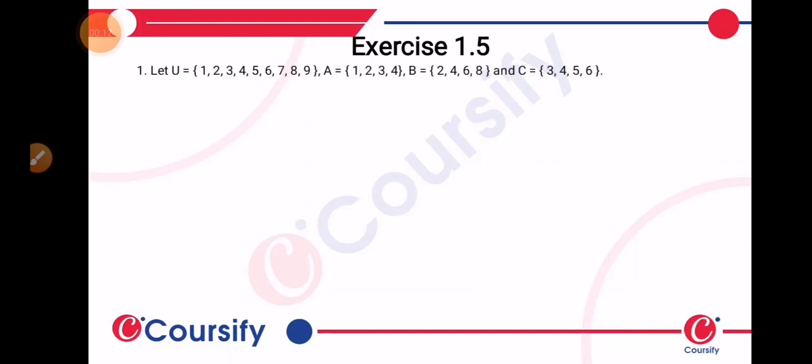First question we have given, let U, the universal set, be 1, 2, 3, 4, 5, 6, 7, 8, 9. Set A be 1, 2, 3, 4, and set B is equal to 2, 4, 6, 8, and set C comprises of 3, 4, 5, and 6.